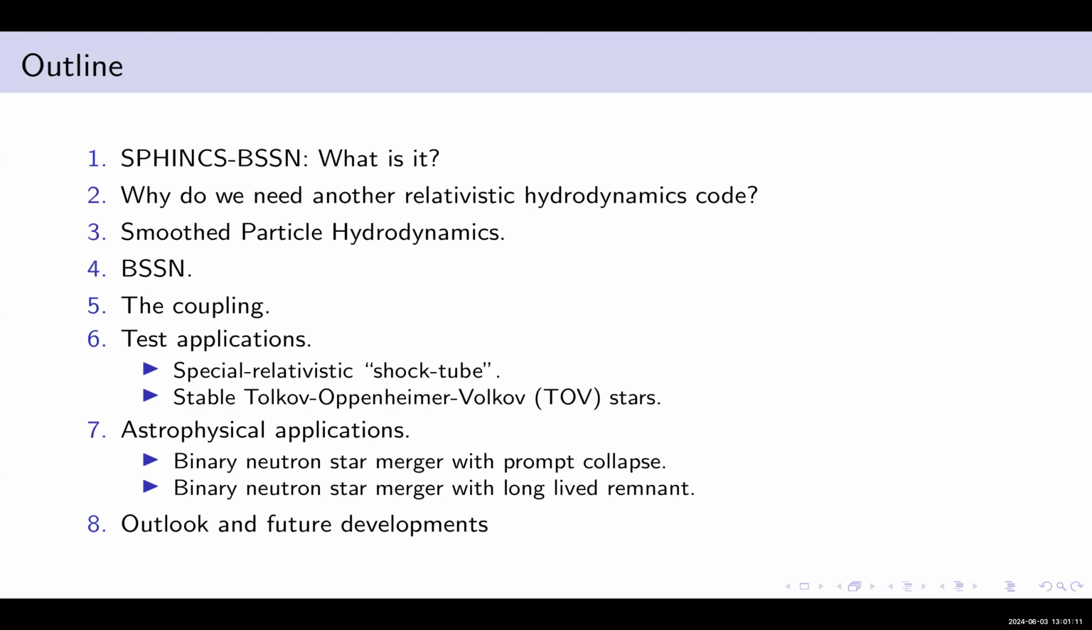And since the hydrodynamics live on particles and BSSN lives on the grid, we have to map things back and forth. Then I will show you a few test applications trying to convince you that this is actually working. And then I will show some movies and some results from astrophysical applications: binary neutron star mergers that have a prompt collapse and binary neutron star mergers with a long-lived remnant. And then some outlook and future developments needed.